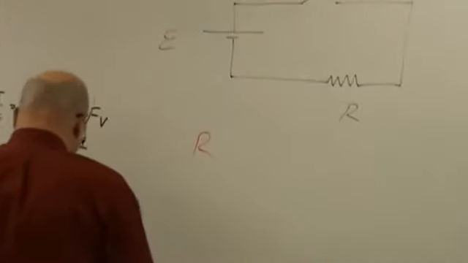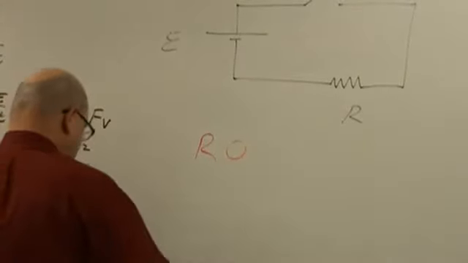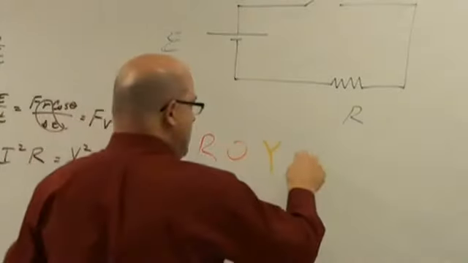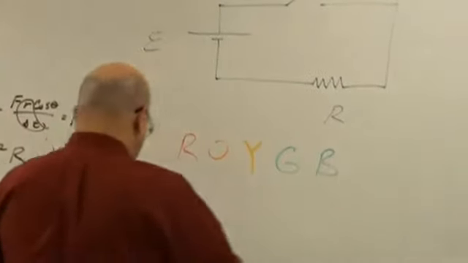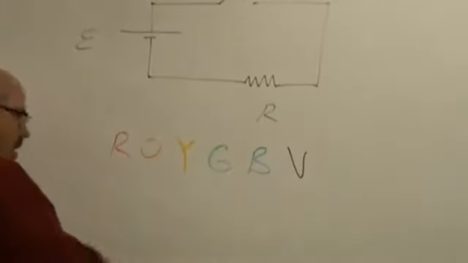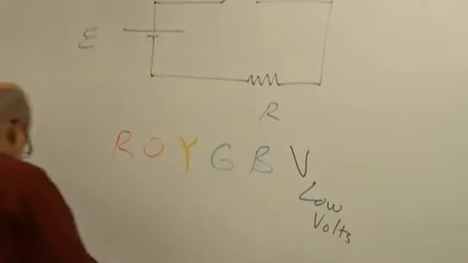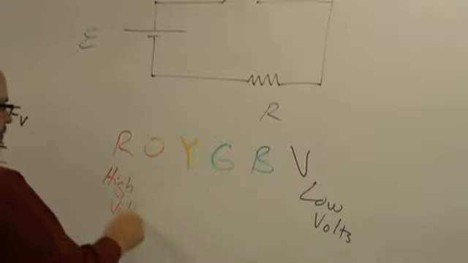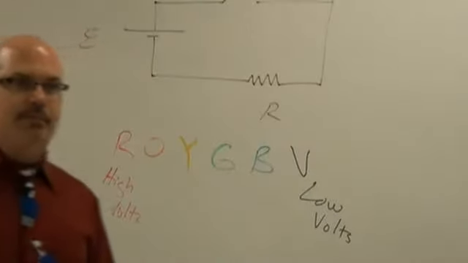R, O, in fact, I think use this one. Y, G, B, and V. All right, this is low volts. Red is high volts. Okay? All the other ones are in between.